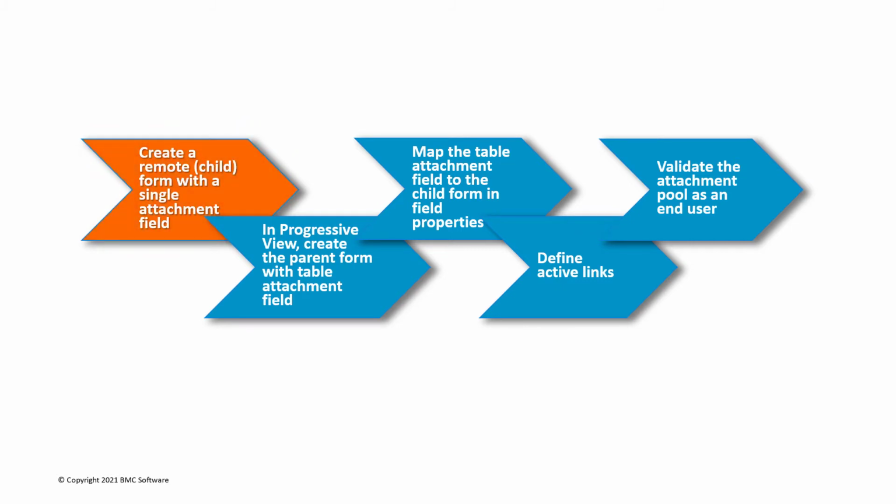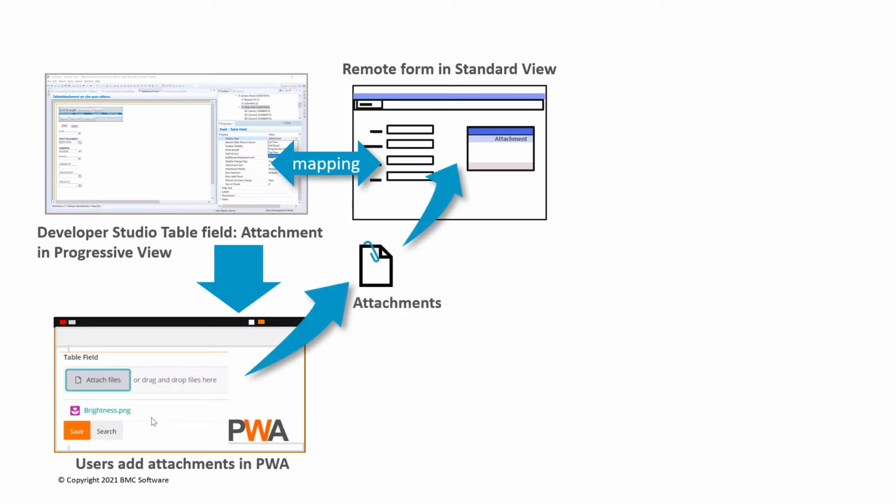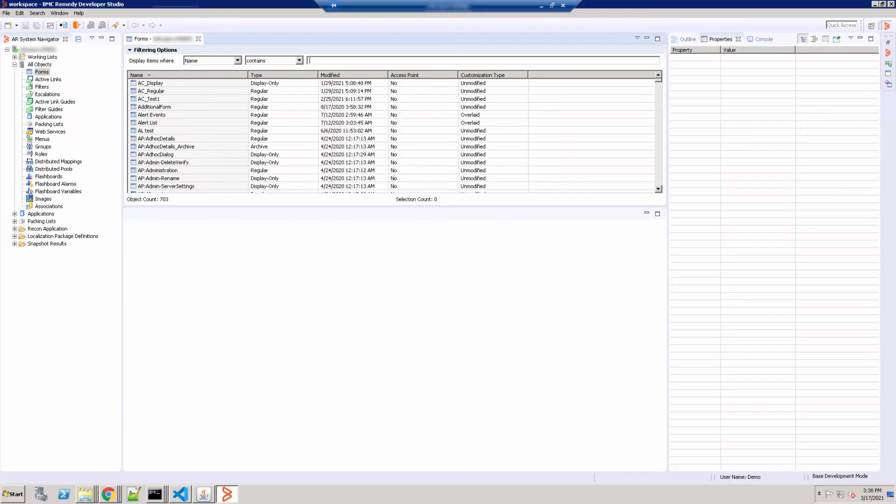In Developer Studio, create a form in Standard View which serves as the remote form where the data is stored. Create a table field of type attachment in the Progressive View. Map the table fields to the form in Standard View. Define active links to save the attachments that the end users add to the form and to refresh and retrieve the attachments for viewing. In the last step, we see how we can check whether end users can attach files to the form. Let's start with creating a regular form.